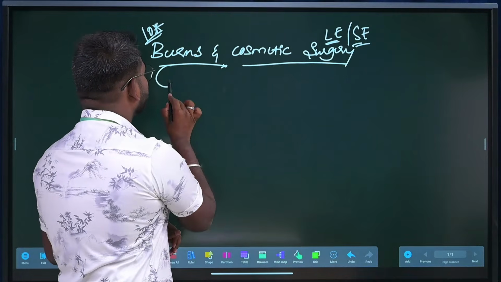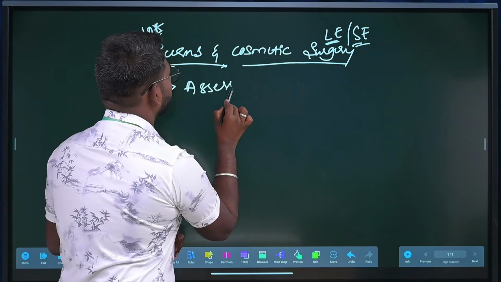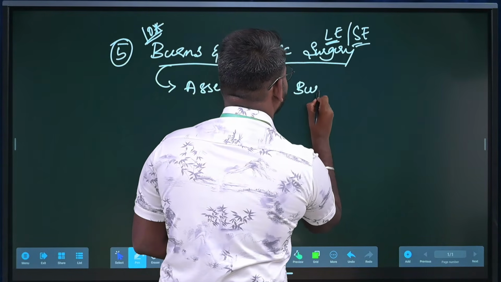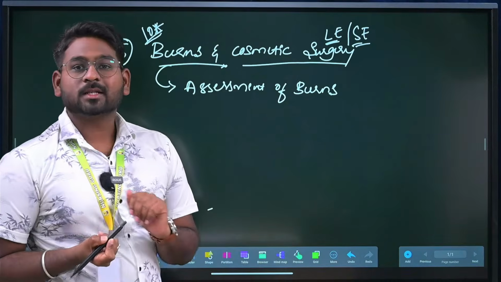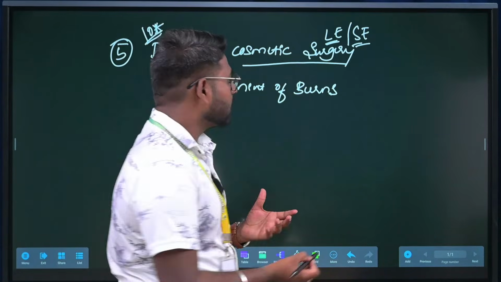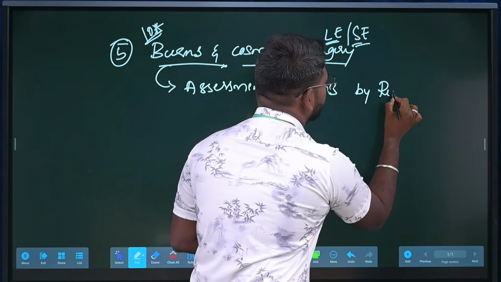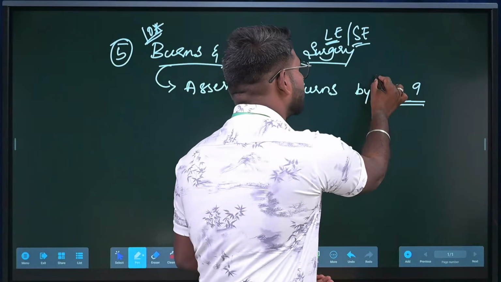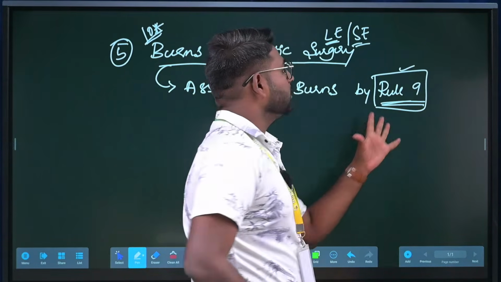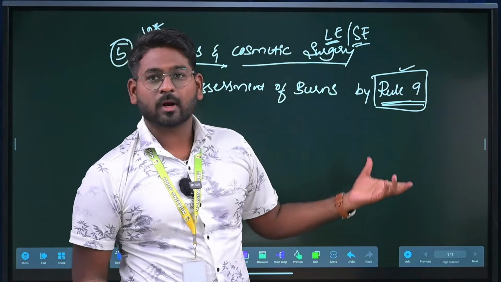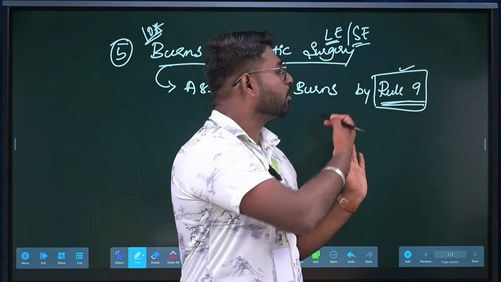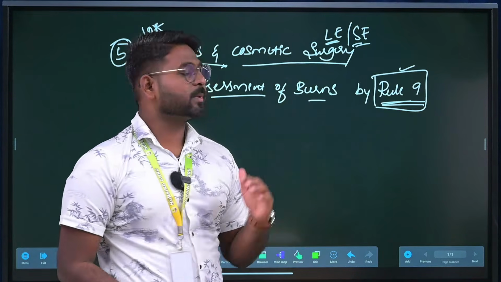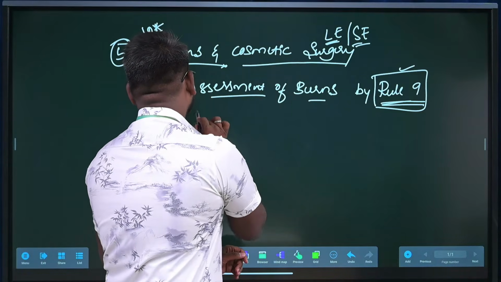Here, especially the assessment of the burns. The assessment of the percentage of burns by the rule of 9. You already studied the rule of 9 in detail, and it is important for your short essay question also, and they may ask about the rule of 9 in the short answer also. So this is the assessment of burns by the rule of 9, and then the role of the nurse.